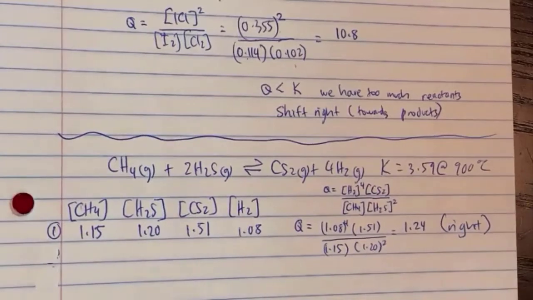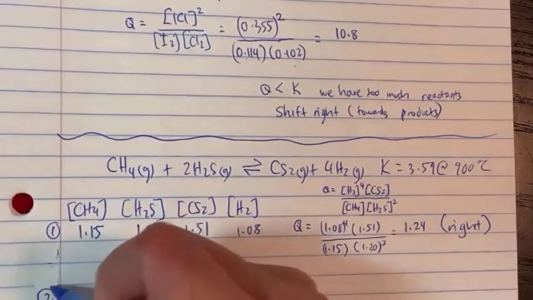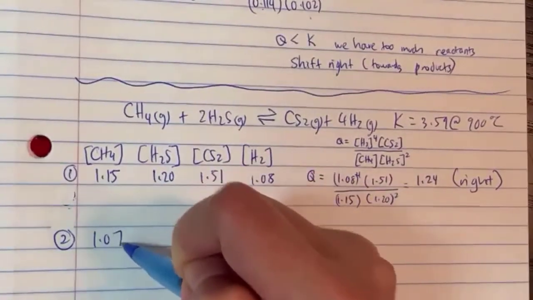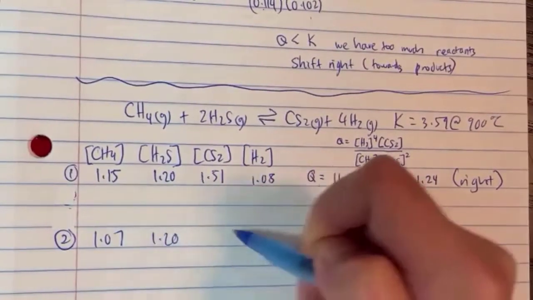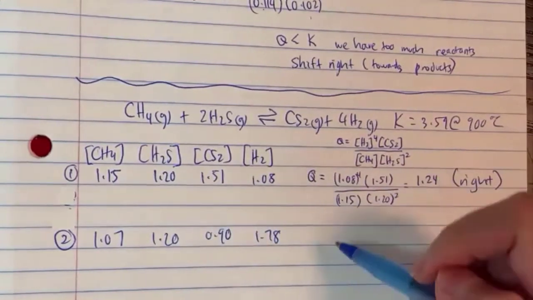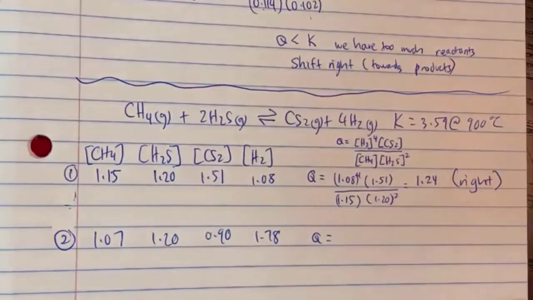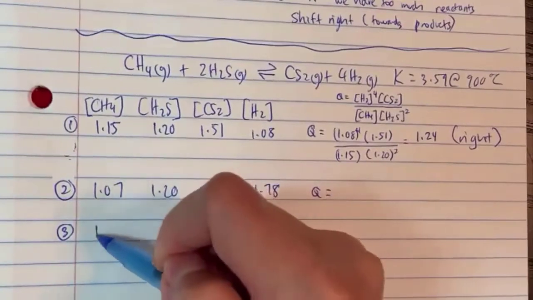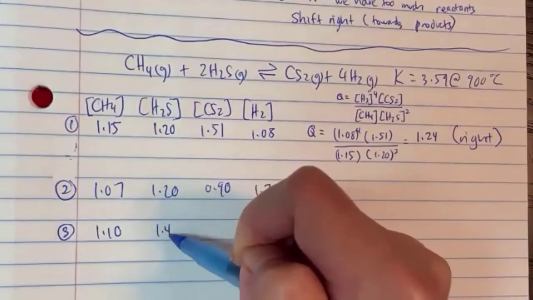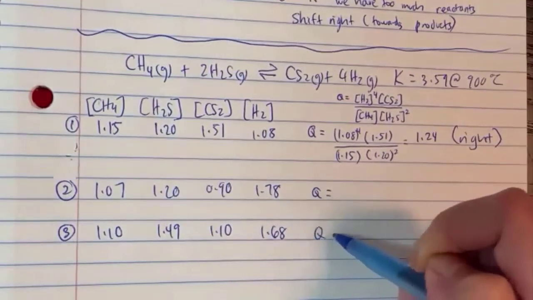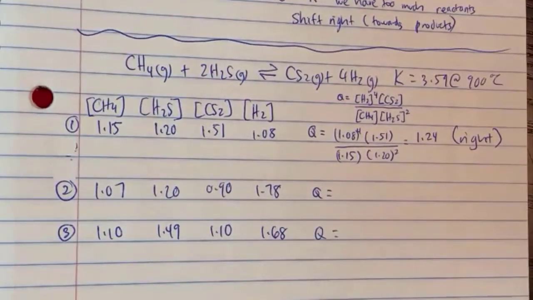Okay, so the next scenario, we'll have another set where it's 1.07 for CH4, 1.20, 0.90, 1.78, okay? So try doing a Q for me here and see what you guys get. And then I want you to do another set here with 1.10, 1.49, 1.10, and 1.68. Try getting the Q there for these two. Give you a few minutes to do that.